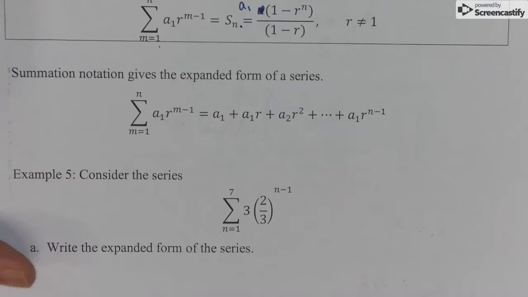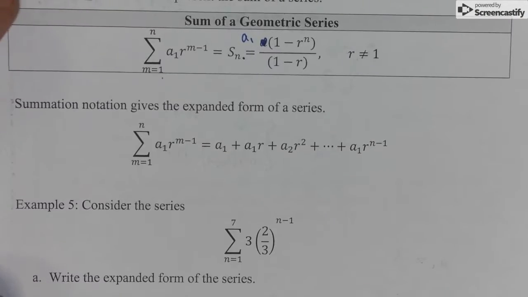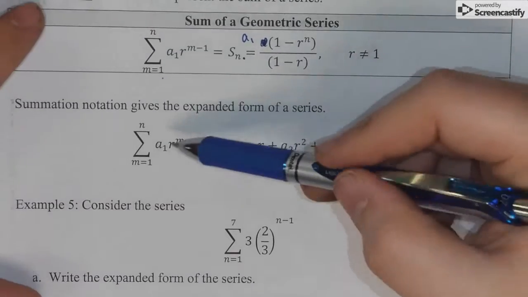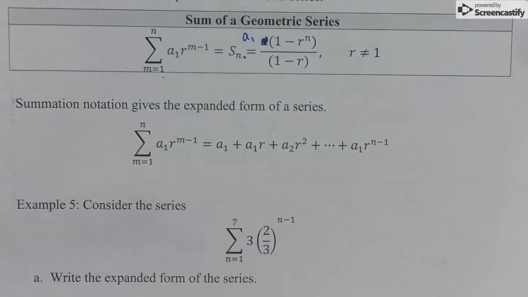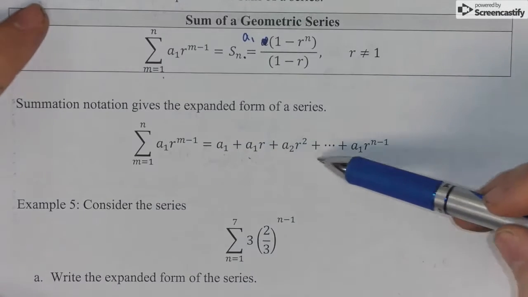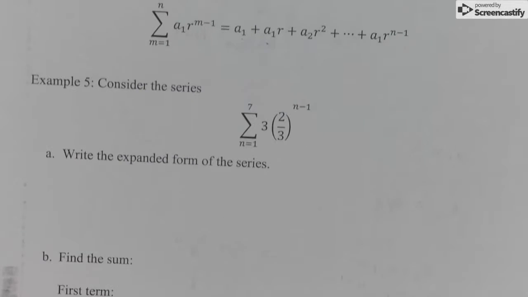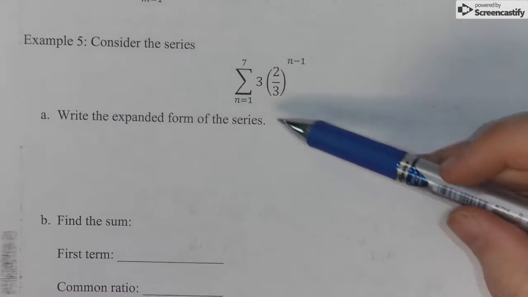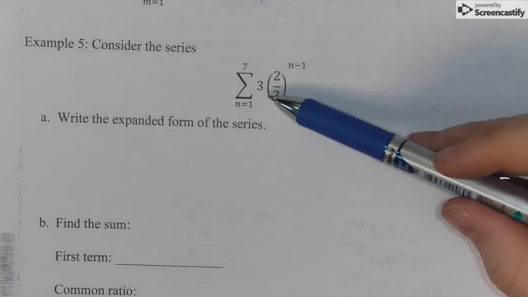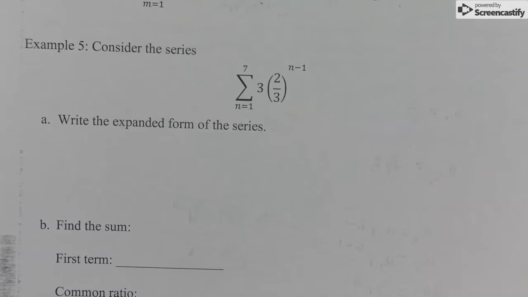So summation notation gives the expanded form of a series. So this is summation notation. You're basically adding each term in your series. So let's look at an example of this. It says, consider the series, the sum of n equals 1 to 7 of 3 times 2/3 to the n minus 1. It says, write the expanded form of the series out.